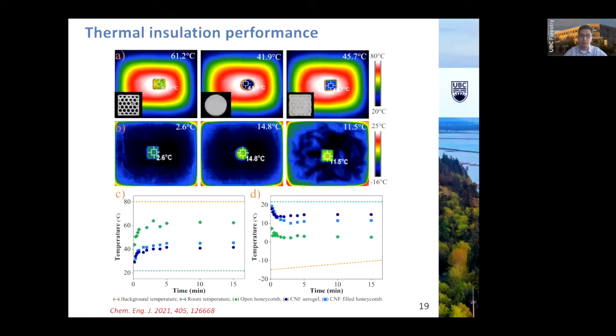So what we did is backfill the honeycomb structure with the aerogel, combining the aerogel and the honeycomb structure as a thermal insulating material. Its performance falls a little bit lower than the aerogel, because there's a lot of solid material that can conduct heat through the structure, but it's still showing good insulation from both heat and cold.